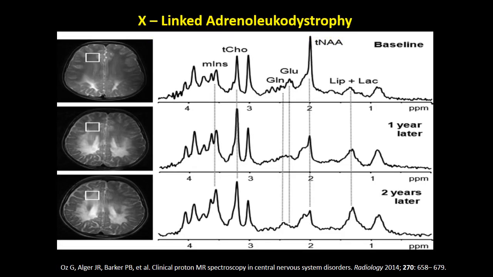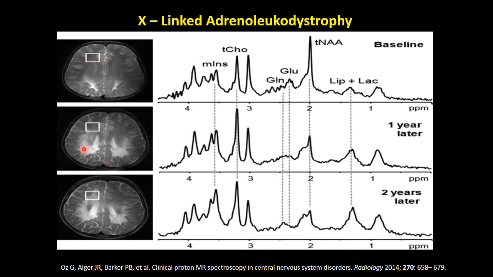X-linked adrenoleukodystrophy. It is a peroxisomal disorder in which there is lack of oxidation of very long chain fatty acids, which results in inflammatory demyelination. The first baseline scan shows signal abnormalities in the posterior one-third of centrum semiovale, and spectroscopy obtained from the anterior one-third shows a normal spectrum.